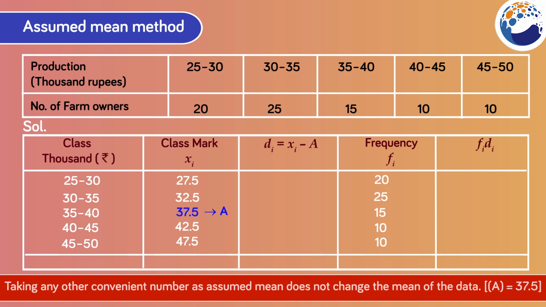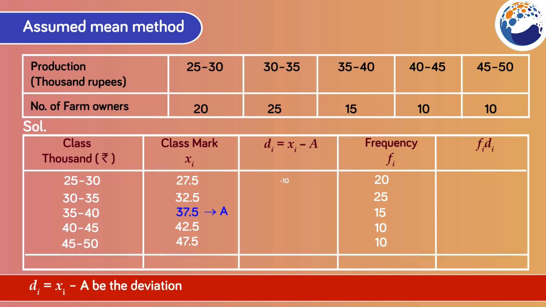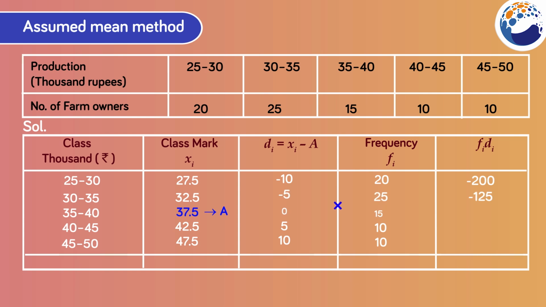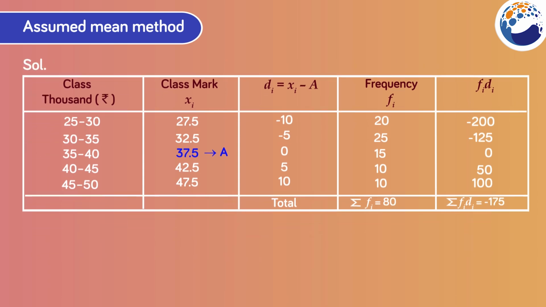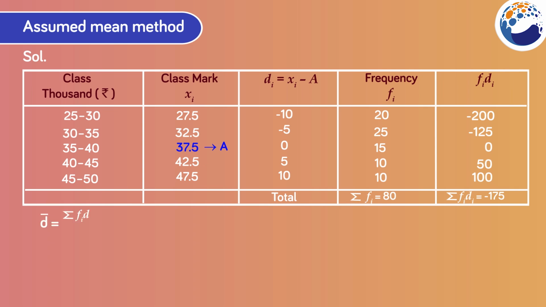Now we calculate deviation using formula di is equal to xi minus a one by one. Next we find fi di by multiplying frequencies and deviations for each of the classes. Then we find sum of all frequencies, that is summation fi is equal to 80 and sum of all fi di, which is summation fi di is equal to minus 175. We now calculate d bar, that is equal to summation fi di upon summation fi, which is equal to minus 175 upon 80 is equal to minus 2.1875.